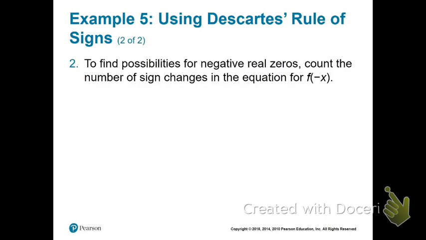Alright, so we keep going. And it says to find the possibilities for the negative real zeros. Count the number of sign changes in f of negative x. Alright, so we're going to plug in f of negative x. We're just going to plug in negative x everywhere. Now remember, you had an x, so put the negative x in parentheses. And you got to do a little work before you can actually count your sign changes on this one.